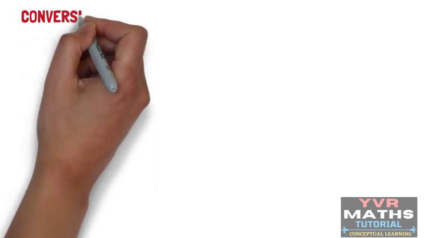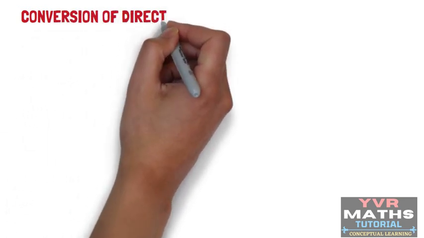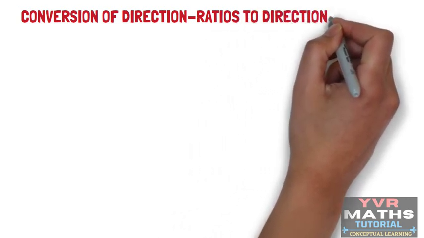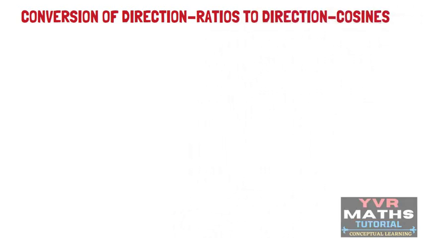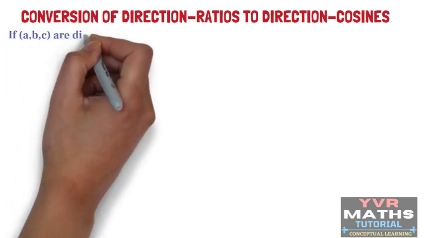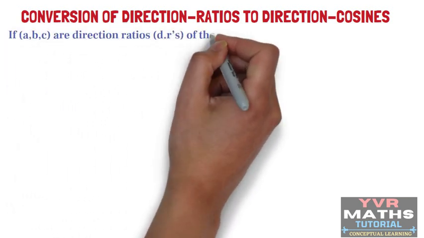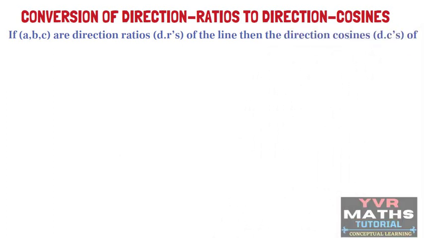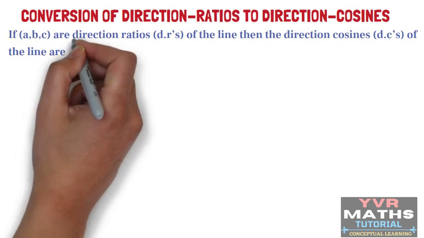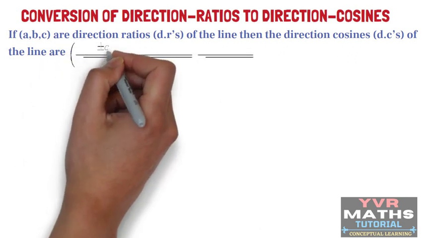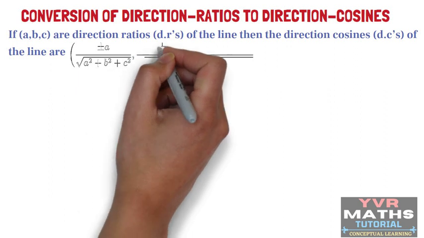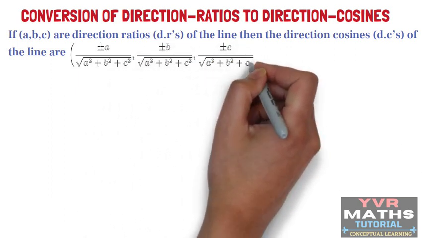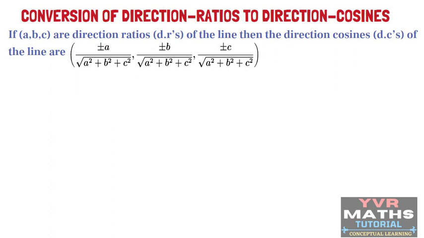Now, we will discuss the conversion of direction ratios to direction cosines. If you know the direction ratios, how can we convert them into direction cosines? To discuss this, I will give one statement. If a, b, c are direction ratios of the line, then the direction cosines of the line are plus or minus a over root a square plus b square plus c square, comma, plus or minus b over root a square plus b square plus c square, comma, plus or minus c over root a square plus b square plus c square.